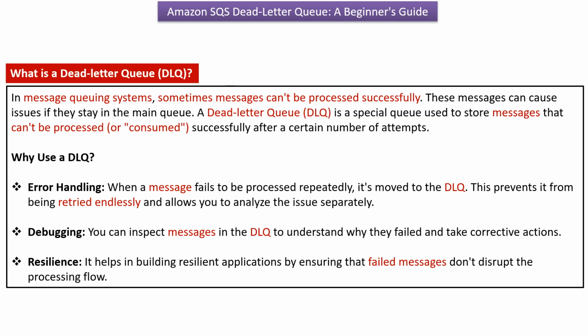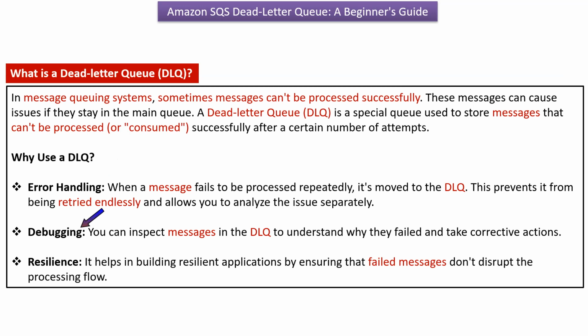Why do we have to use a dead letter queue? First point is error handling. When a message fails to be processed repeatedly, the message is moved to the dead letter queue. This prevents the message from being retried endlessly and allows you to analyze the issue separately.